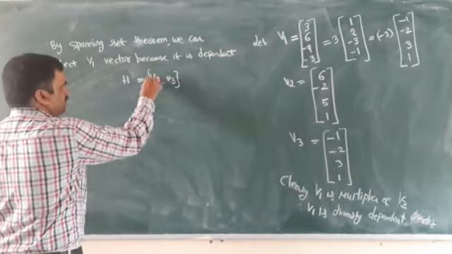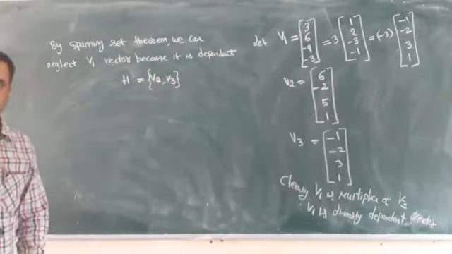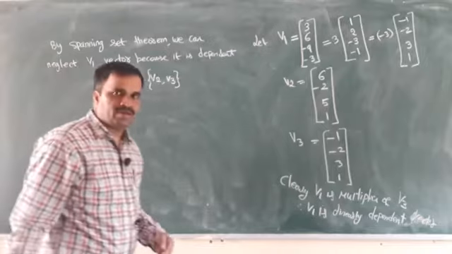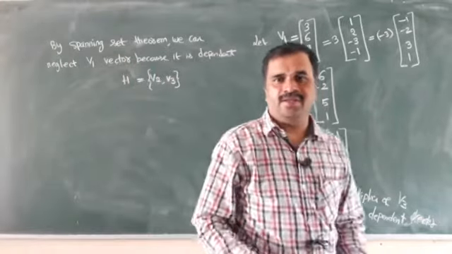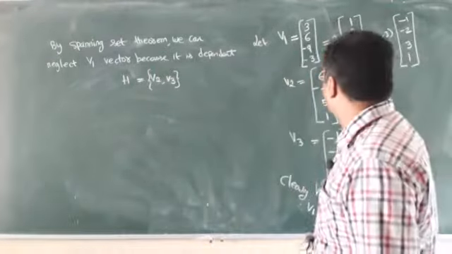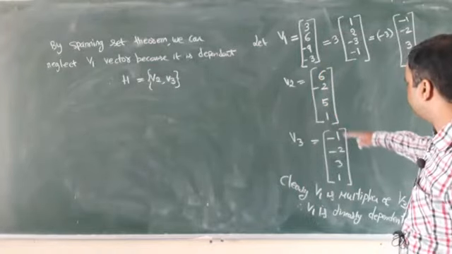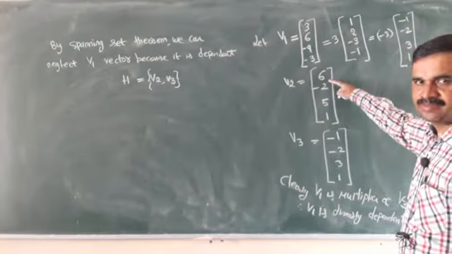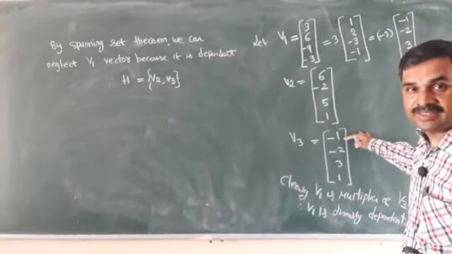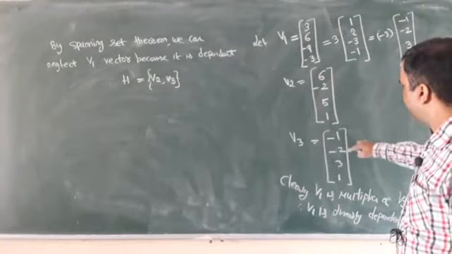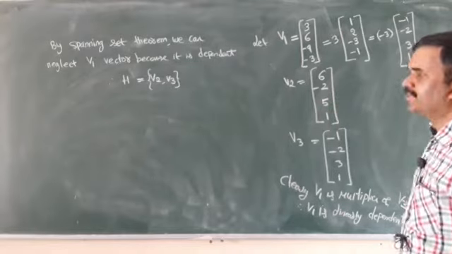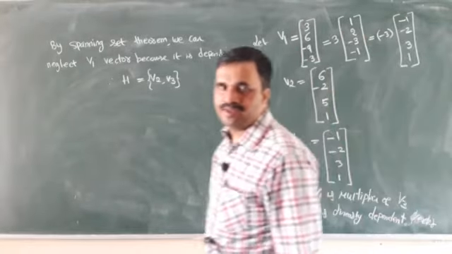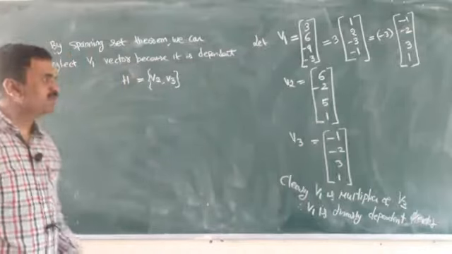Again we have to check whether these two vectors are linearly dependent or linearly independent. Check it once: V2, V3. Minus 1 times 6 we are getting minus 6. Minus 1 times minus 6 we are getting 6, but I am not getting that here. So I can say V2 and V3 are linearly independent sets.